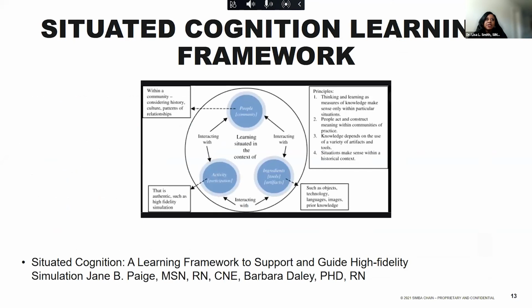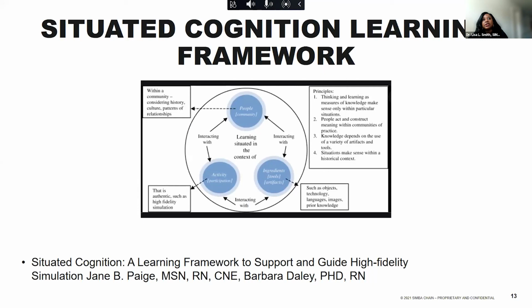There are 3 elements to this framework. First, interaction between people within a community, considering history, culture, patterns of relationships. Second, activity, where there's high fidelity information. And thirdly, ingredients, which refers to technology, languages, images, and knowledge.